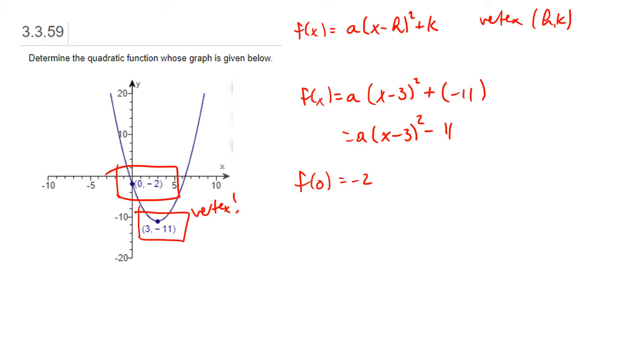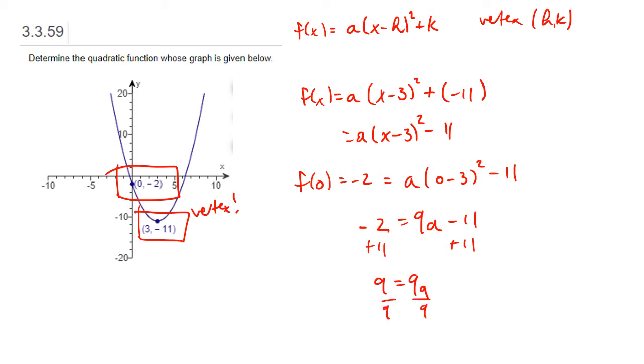But f of 0 is also equal to a times 0 minus 3 squared minus 11, because that's what I would get when I plugged x equals 0 into the vertex form that we already found up here. 0 minus 3 is -3. -3 squared is 9. So -2 is equal to 9a minus 11. We're going to go ahead and add 11 to both sides. 9 is equal to 9a. Divide by 9. And a is equal to 1, which is positive as we knew.